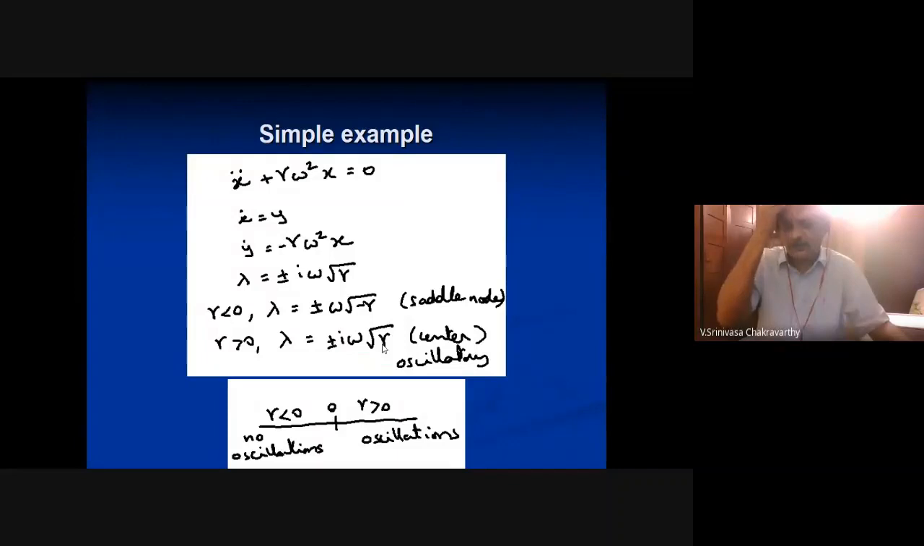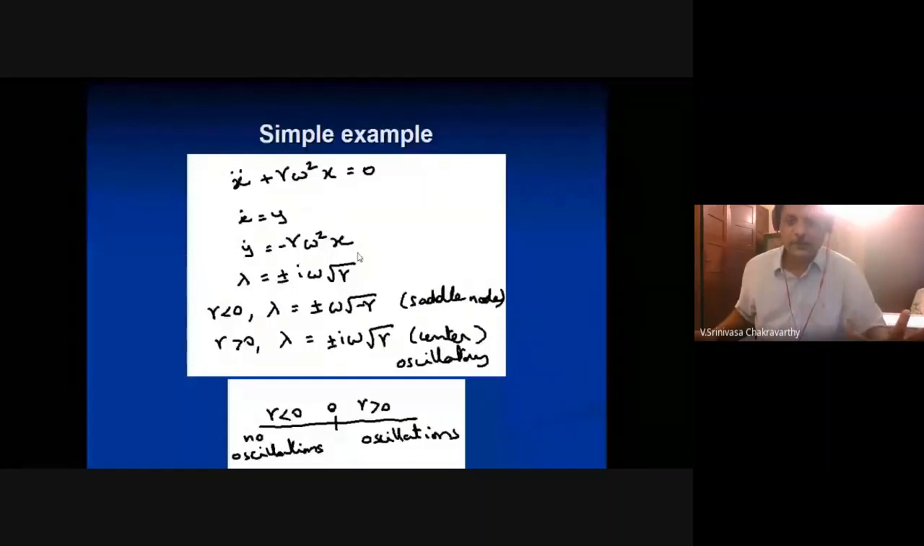So in this simple example, you can see that as you vary gamma continuously, for gamma less than 0, up to 0, there are no oscillations. The moment gamma crosses over to the positive side, you will start seeing oscillations. So that is a simple example of how by a bifurcation you can produce oscillations, but it's a linear system, it's not a limit cycle. I just want to give an idea of how in a bifurcation you can see oscillations.